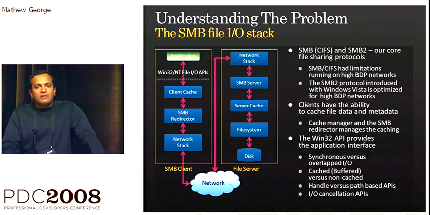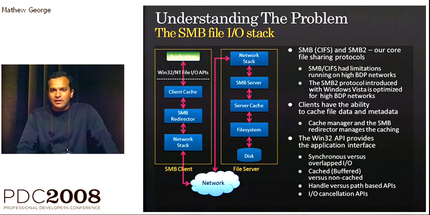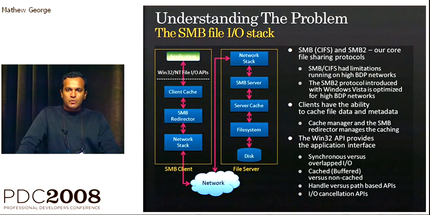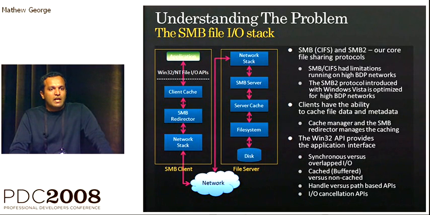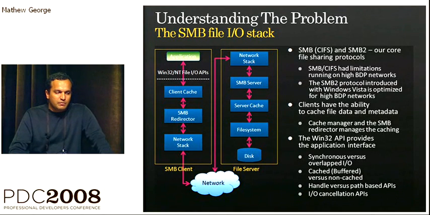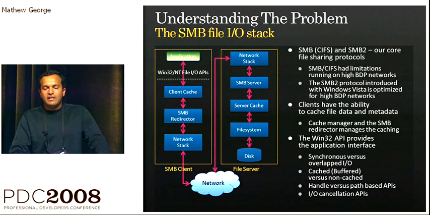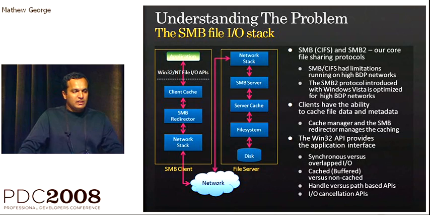The SMB protocol is a very old protocol. It was designed by IBM back in the 80s, and it really hasn't evolved much. As networks have improved, the protocol has pretty much remained the same with minor improvements. So the original SMB or CIFS protocol has a lot of limitations running on high BDP networks. With Vista, we introduced the SMB2 protocol, and one of the design goals was to make it run well on high BDP networks. So you have changes at the protocol level.